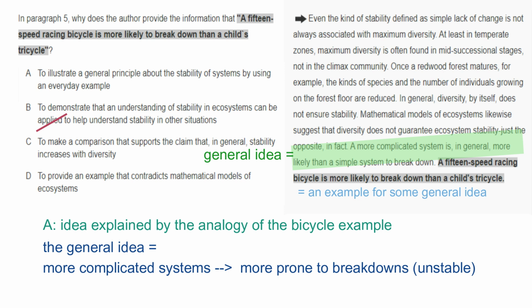C. To make a comparison that supports the claim that, in general, stability increases with diversity. This choice is incorrect. The analogy actually supports the opposite claim, that increased complexity, diversity of components, tends to reduce stability, not increase it. The more complex bicycle is less stable than the simple tricycle. D. To provide an example that contradicts mathematical models of ecosystems. This is incorrect. The analogy reinforces and illustrates the principle derived from the mathematical ecosystem models described earlier, rather than contradicting those models.